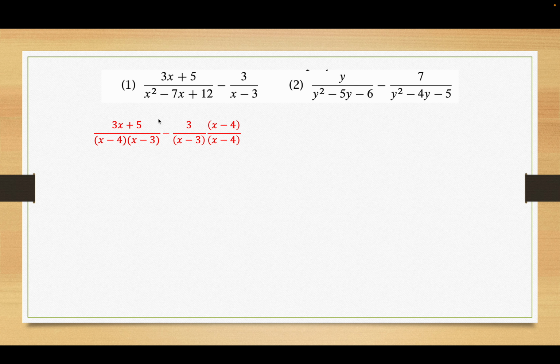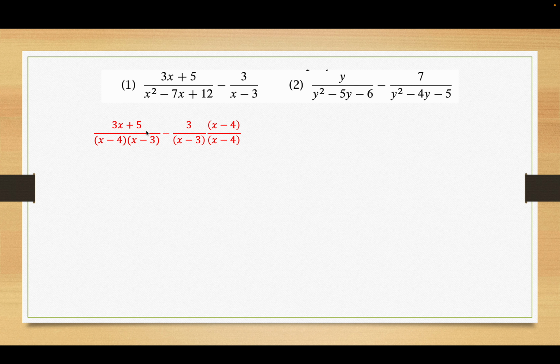3x plus 5 over x minus 4 times x minus 3. That's the factoring of x squared minus 7x plus 12. And then 3 over x minus 3. Well, the one on the left has what the one on the right has, so I don't need anything on the left, but I do need an x minus 4 on the right. So my common denominator is x minus 4 times x minus 3.